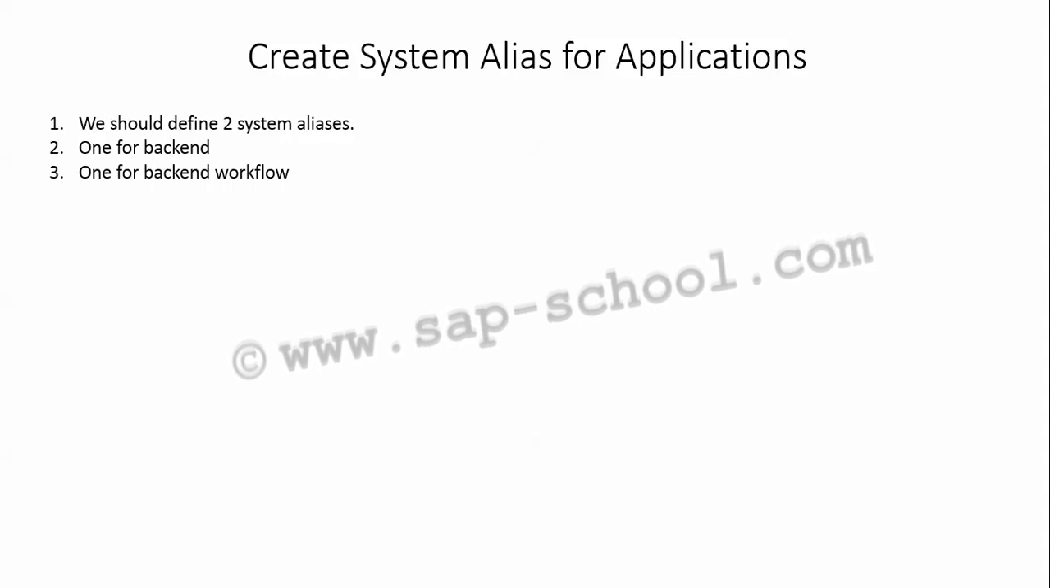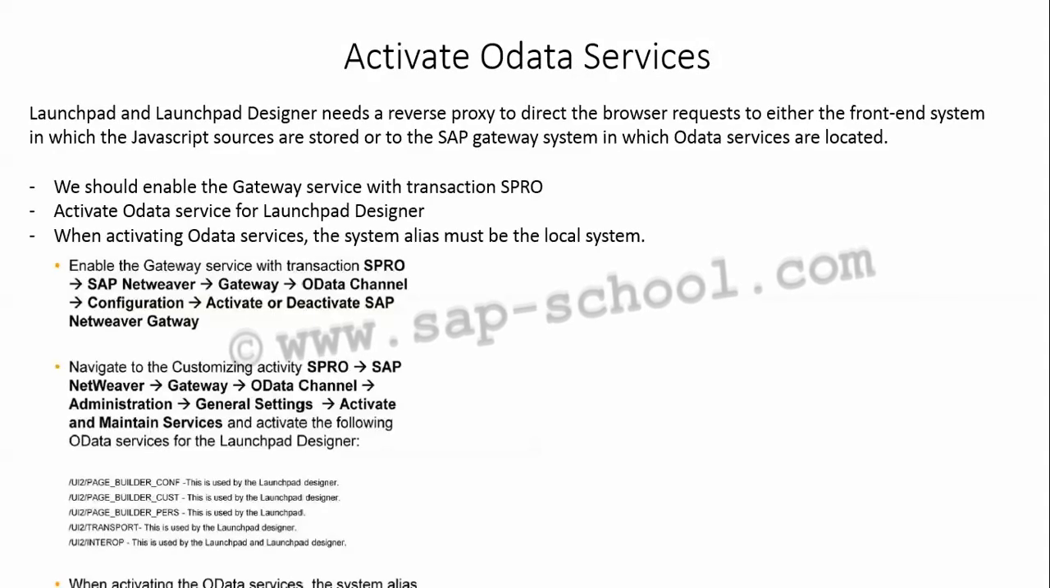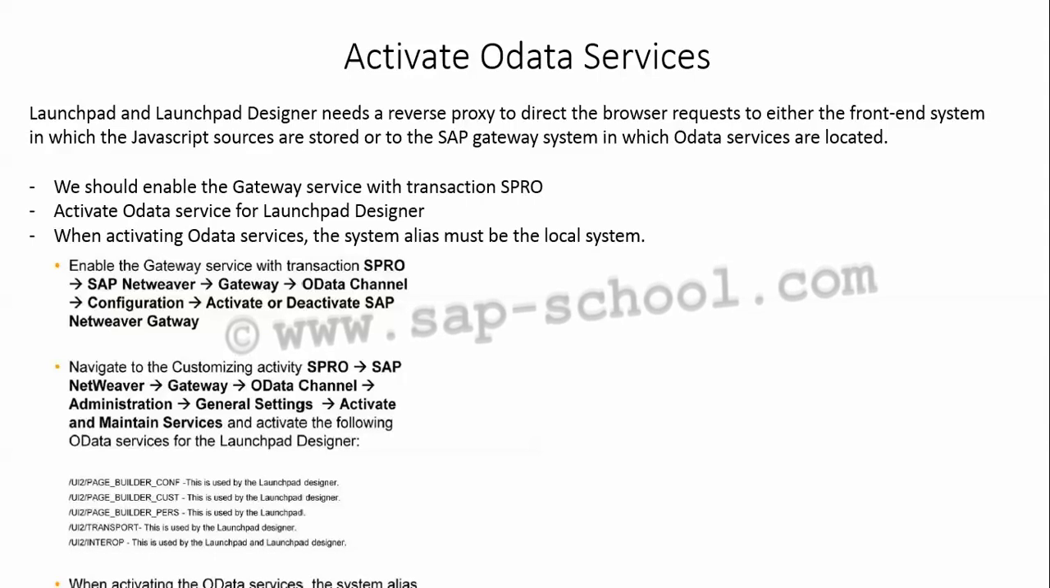So first of all, we have to enable the gateway service with the transaction SPRO. After that, we have to navigate to the customizing activities again in the SPRO transaction, and when activating the OData services, the system alias must be the local system. These are things we have to keep in mind when working with the activation of the OData services. So let's go back to the system and see how it works in the SAP Fiori system, and how we have to activate the services here.